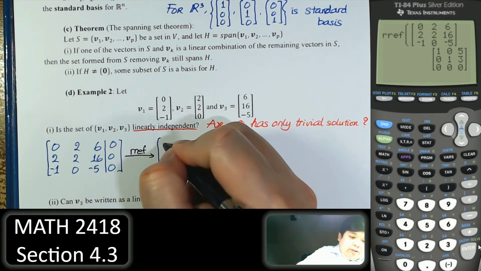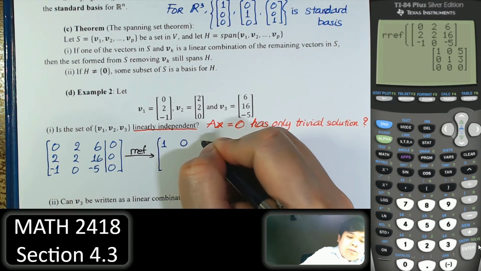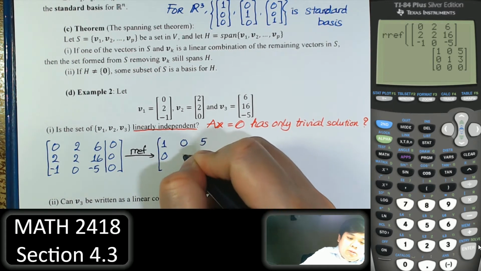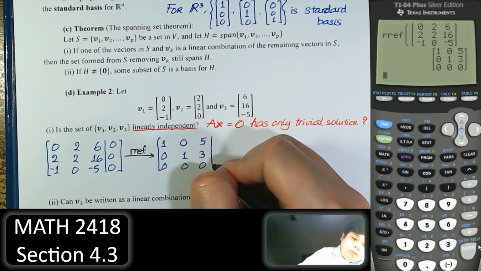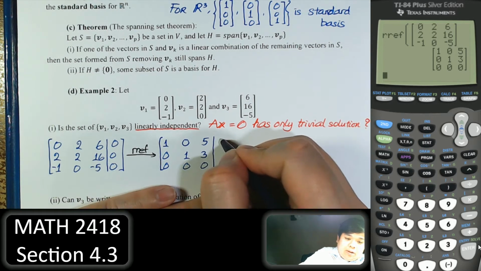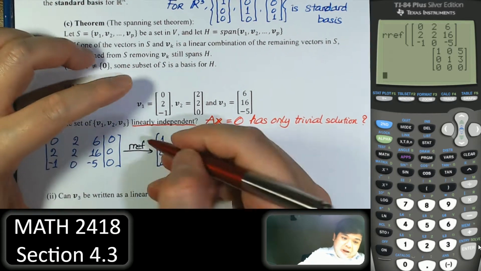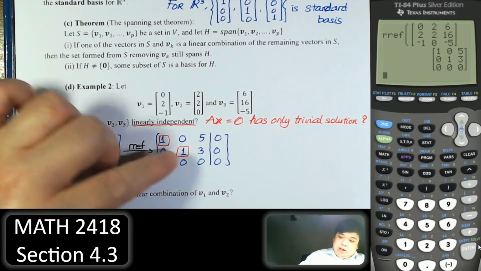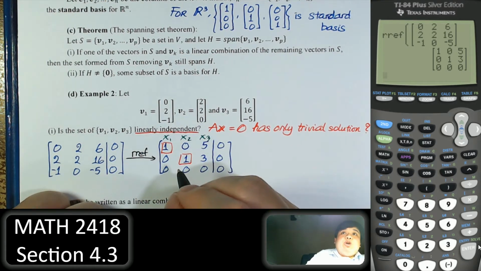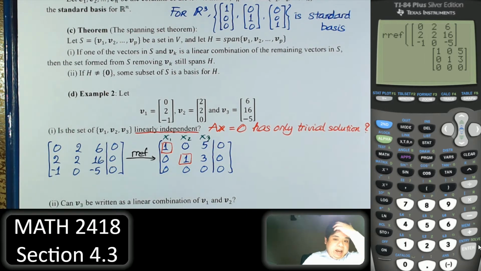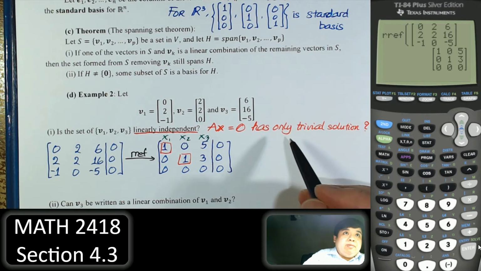Right, that's what we have. We have a pivot here, and no pivot here. So because there's a free variable, we have infinitely many solutions. That means the trivial solution is not the only solution.